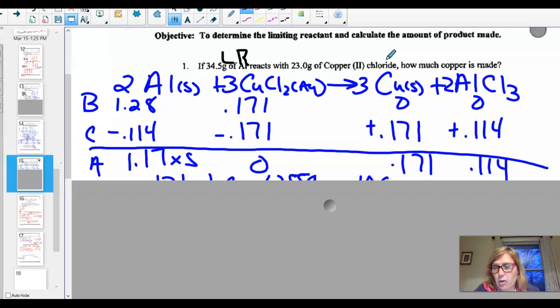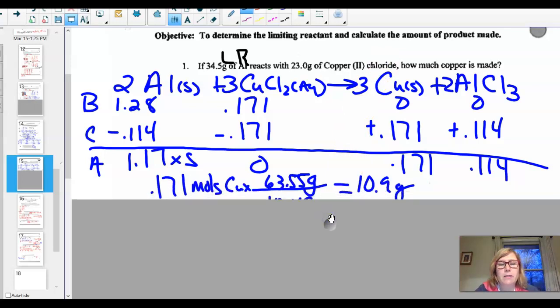The problem says how much copper is made, so it's really asking you to convert it to grams. So take your moles and multiply it by the molar mass. So 0.171 moles of copper multiplied by 63.55 grams, and you will end up with, in theory, 10.9 grams of copper. Now, you heard me say the word theory and kind of exaggerate the way I said it, because that's what we're going to talk about next, theoretical and actual yield.